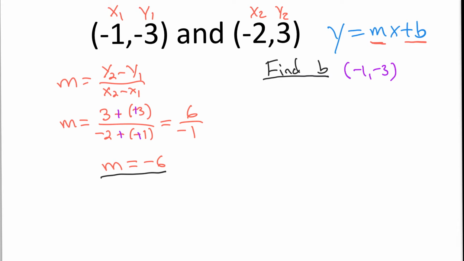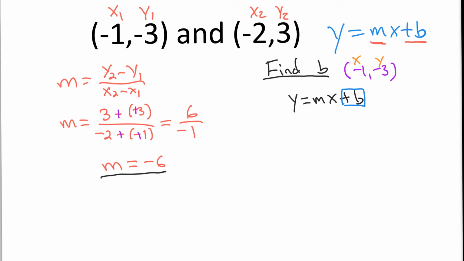So I know the x is negative 1 and the y is negative 3. So the formula, I'm going to take the numbers that I already have, and I'm going to substitute, and I'm going to solve for b. Remember that we are solving for this variable, and everything else you already have a number.